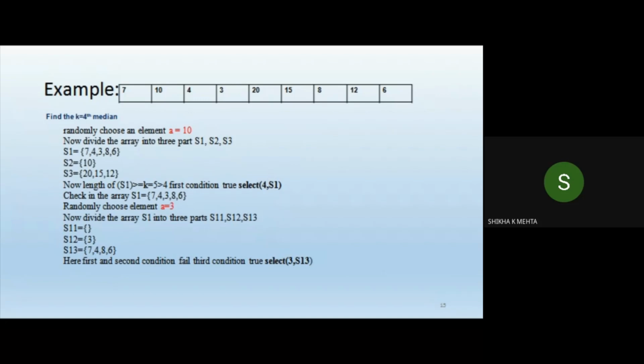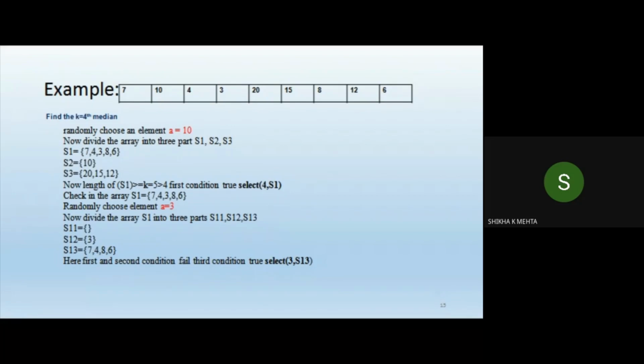So here we are searching. In the beginning, what we are doing is finding k equal to the fourth median. So we are looking for the fourth median value, the fourth smallest value, or the fourth largest value, we can say, right? Now for finding out that particular value, what do we do?